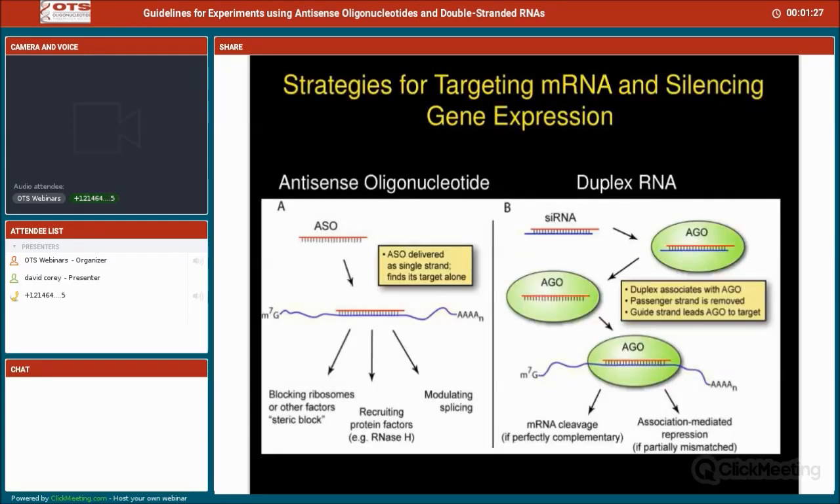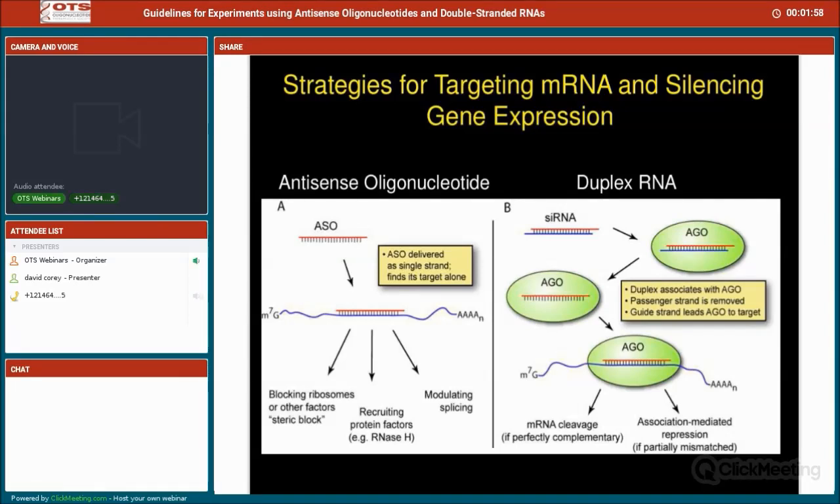The first is antisense oligonucleotides. The second is double-stranded RNAs. Both of these are antisense technologies. They both involve a synthetic nucleic acid strand that binds to the sense strand of messenger RNA. Antisense oligonucleotides can act by sterically blocking the progress of ribosomes or by sterically blocking the splicing apparatus. They can also recruit RNase to cleave messenger RNA.